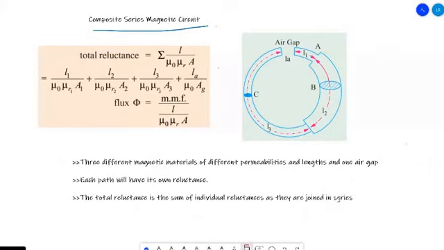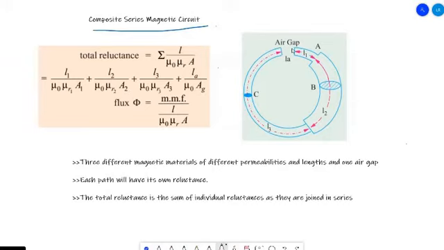So this is a magnetic material. In fact, it has 1, 2, 3, 4 types of magnetic materials involved here. So let's say the first material has length L1 and cross section area A1. And the second material has length L2 and corresponding cross section area A2. And then L3 having cross section area A3. And then there is an air gap.